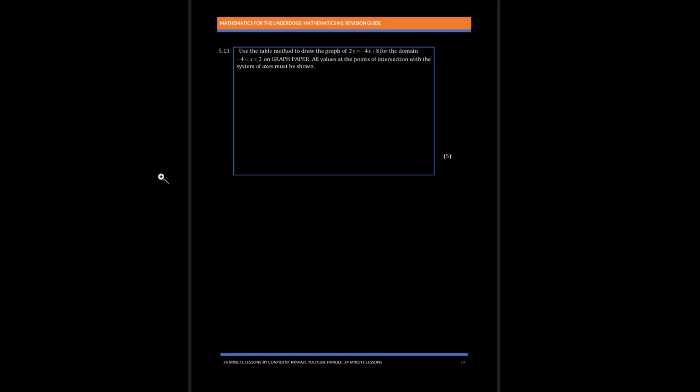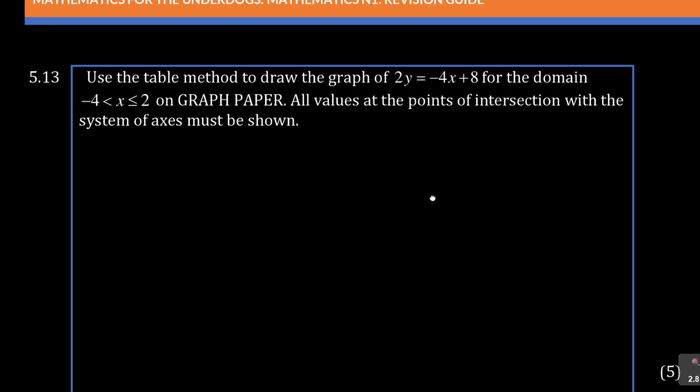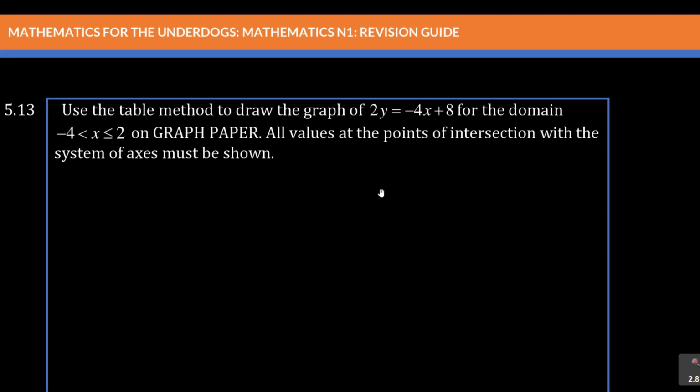And the second section now deals with the actual sketching of the graph, whereby you literally have to sketch a straight line graph. For example, it says use the table method to draw the graph of 2y is equal to minus 4x plus 8 for the domain. This is the domain on graph paper. Then it says all values at the points of intersection with the system of axes must be shown. I just want you to do this for you and show you the most sensitive things here.